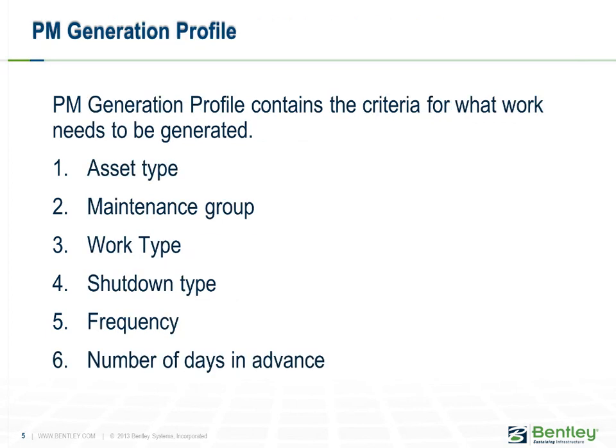The PM generation profile is the object where we set the criteria for the work orders to be generated based on PM and PDM or condition-based standard tasks. PM profiles can be created at the site level or for a particular branch of the hierarchy. The criteria we can use to determine what work is generated using the profile is asset type, maintenance group, work type, or shutdown type. For each profile, we'll also set a frequency and the number of days in advance that the work orders will be due.